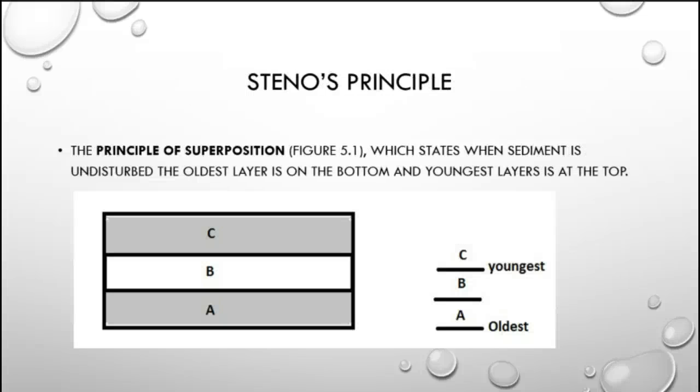Steno's first principle is the principle of superposition, as shown below, which states that when sediment is undisturbed, the oldest layer is on the bottom and the youngest layer is on the top. So looking at this image here, the oldest layer, or layer A, has to be older than layer B because it's on the bottom. The next oldest unit would then be B, followed by C. So we can put these in sequence from oldest to youngest based on their position. A being the oldest, B being the next youngest, and C being the youngest of the sedimentary rocks shown.